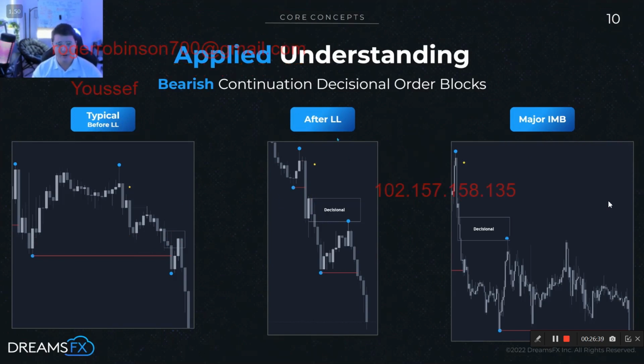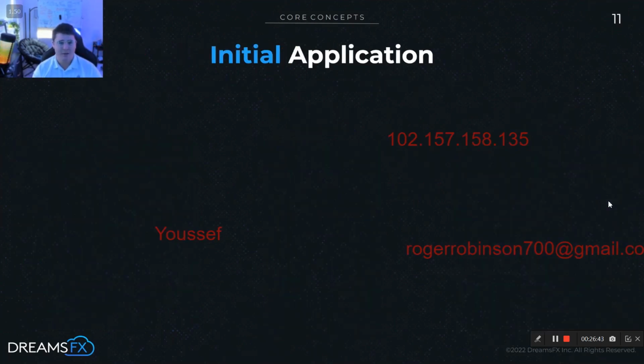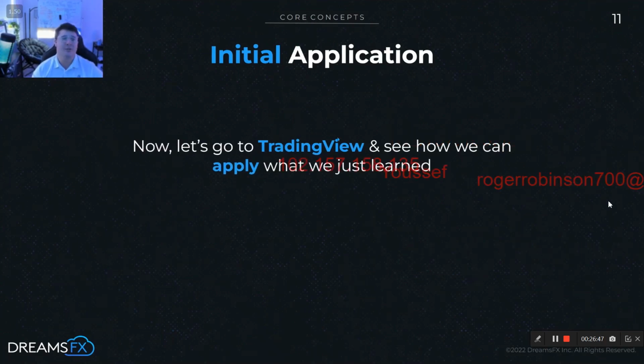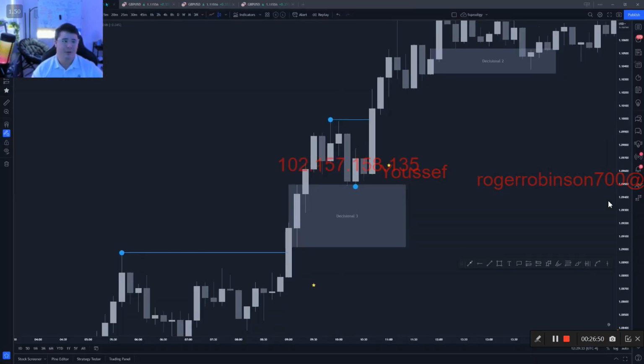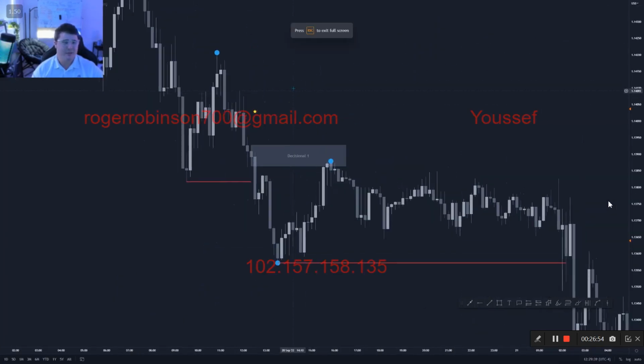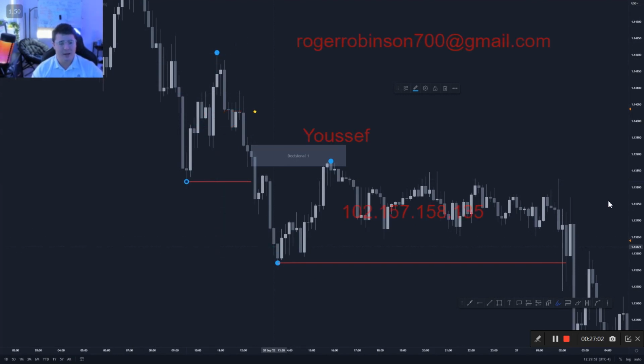So now that we have an initial application understanding of what these concepts are and the different setups of them, now we're going to go to the charts and go to TradingView and see how to scroll through and actually apply them. All right. So over here, we're going to start with that first type of imbalance, right? That first type of decisional. Now, when we're thinking about things from range and structure, we see that we have some form of low. We have a lower high. This lower high ends up making a lower low.